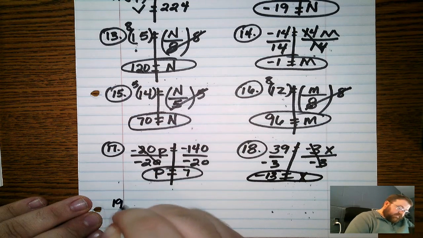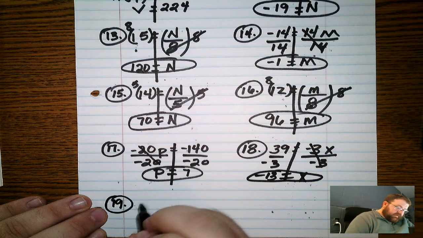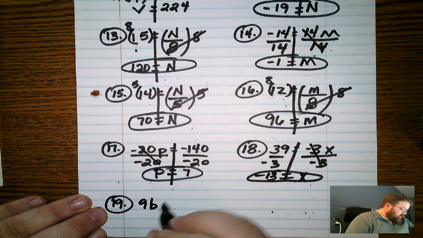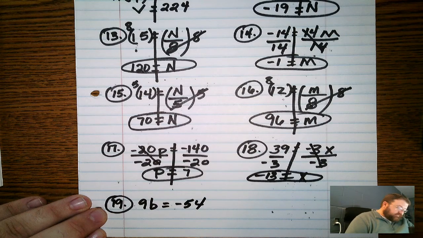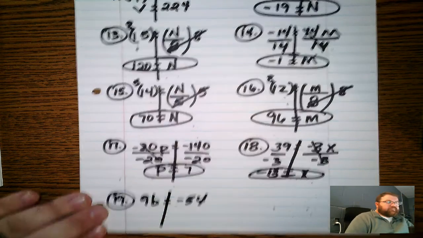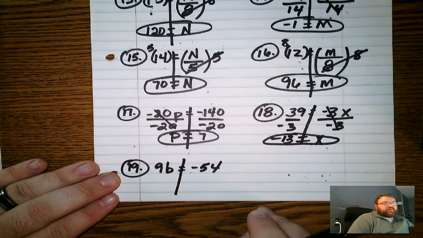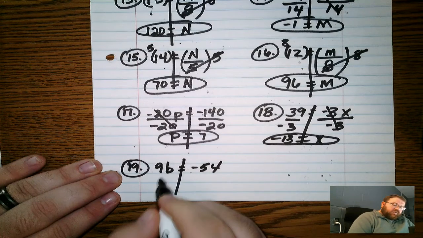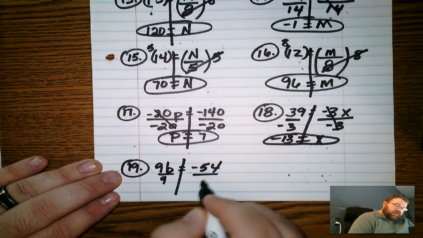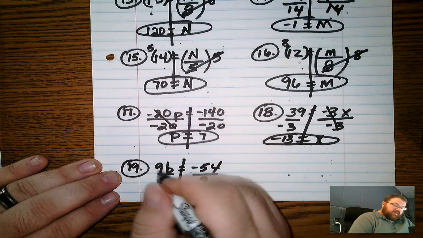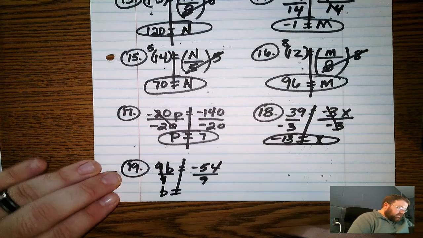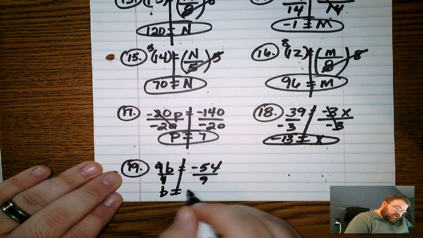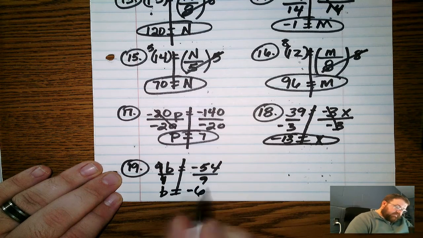Number 19 is 9b is equal to negative 54. Draw my line to separate the two sides. The 9 is trying to multiply, so I'm going to divide by 9 on both sides. 9 divided by 9 is 1, so b is equal to negative 6.